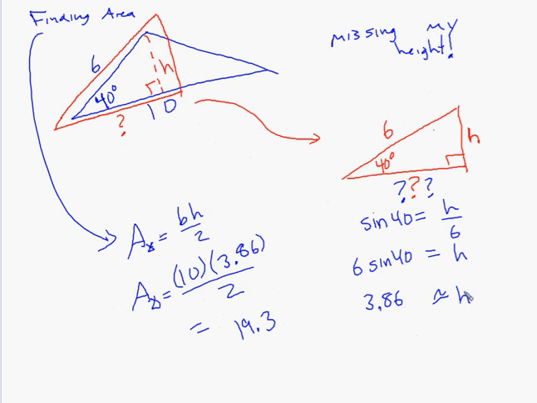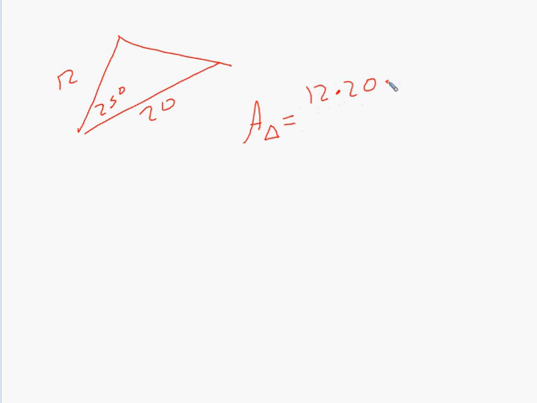Now, it's not that big a mess, though. Did you understand it? But let's do another situation. I'll just throw a triangle up here: 12, 25 degrees, 20. So let's go ahead and figure out the area. The area of this triangle is 12 times 20 times sine 25 divided by 2. And I don't have to worry about drawing this height in. We just did that so that you can see where it was coming from.